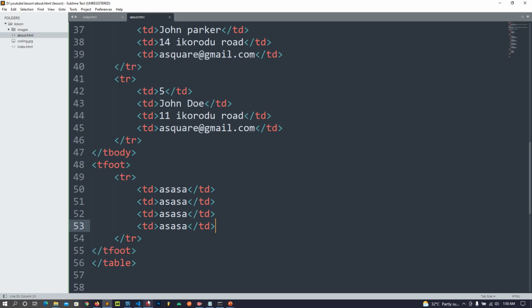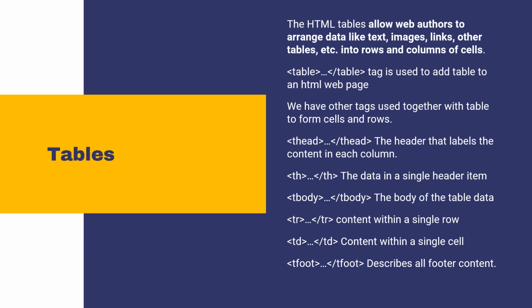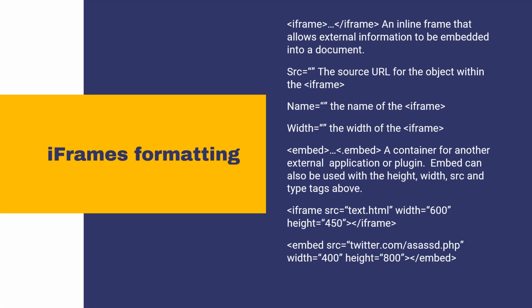Okay, so the last one for this series, and that might be the end of HTML for us before we get to the next thing, is the iframe. Now, what do you use iframe for? It's an inline frame that allows external information to be embedded into a document. There are times that you're going through some website and you see a tweet in between the site. You'll be like, oh, did they install Twitter here or something? No, that particular tweet was embedded in that particular site.